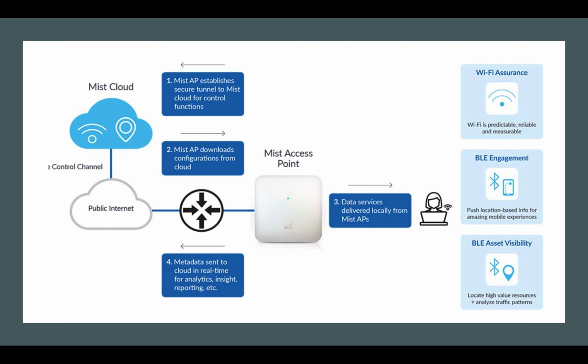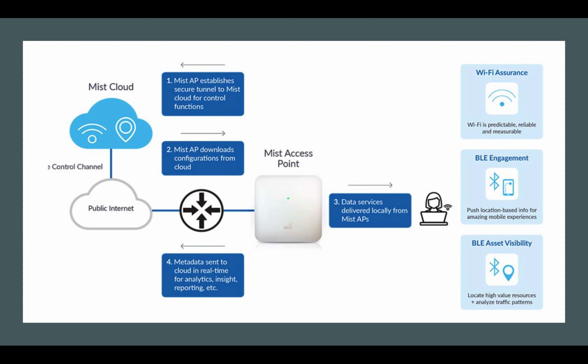So you see in the diagram the Mist cloud and the public internet, and then you have a Mist access point that is configured there. After the access point, you can have a switch and then the SRX firewall, and then it goes on to the internet and then hits the Mist cloud.